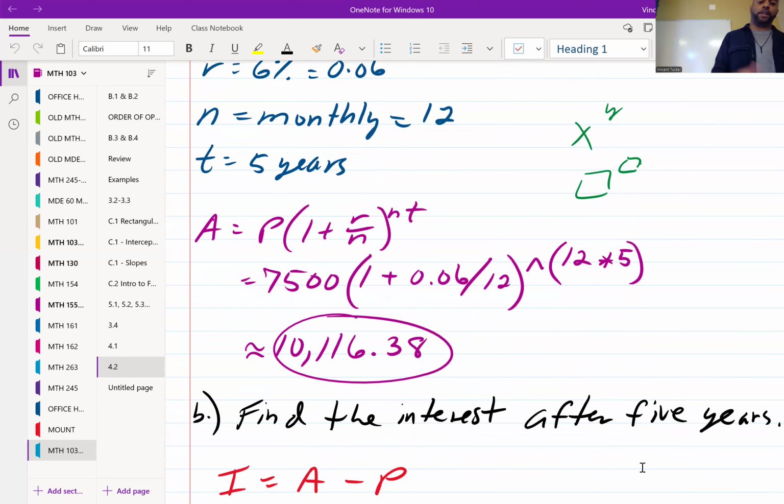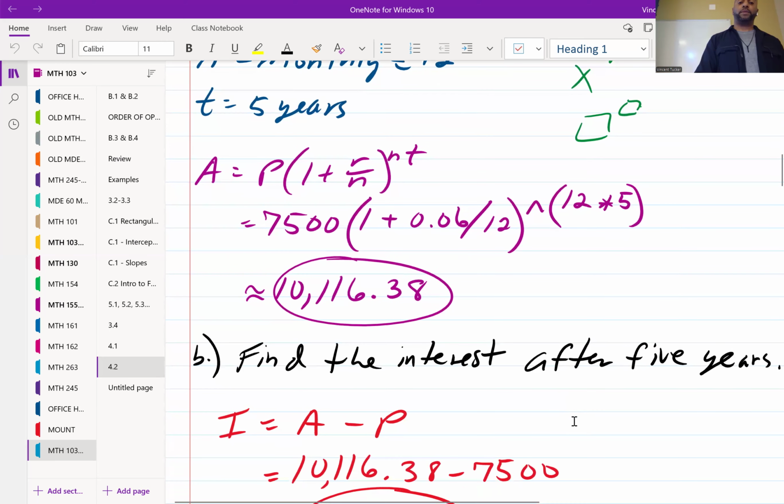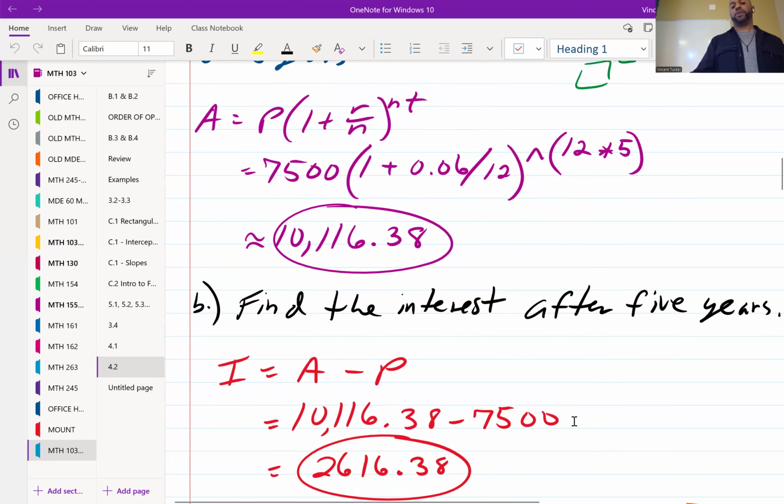So B, part of the same question, find the interest after 5 years. The first one asked about the future value, so that's the principal plus interest. Whenever we have these types of situations, you have money that you start off with, and then you have interest earned. So A is always the money that you started off with plus the interest earned. In B, we want to know just the interest earned after 5 years. So we take A, which is the interest plus your principal, and then we subtract the principal from it. That would let us know what was the interest earned.